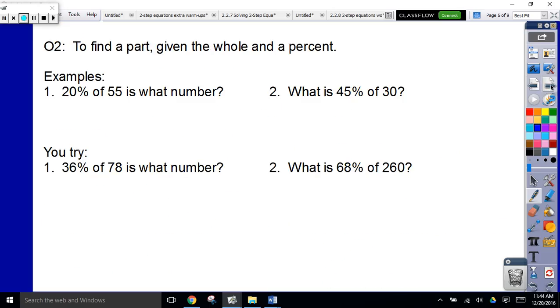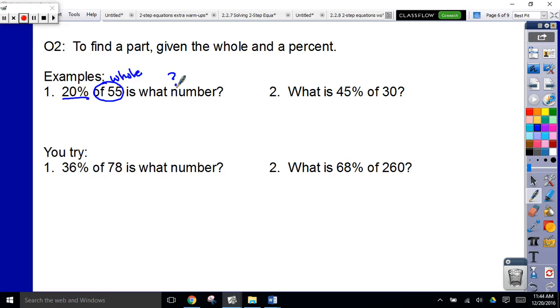Next page is how we find a part if we're given the whole and a percent. So the first one says 20% of 55 is what number? So here's our of 55, that's our whole. We know our percent is right there, and what we want to find this time is the is. Is what number? We want to find the part.